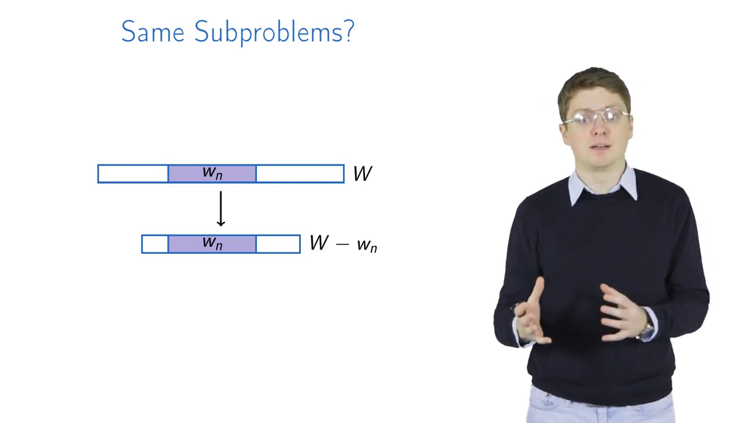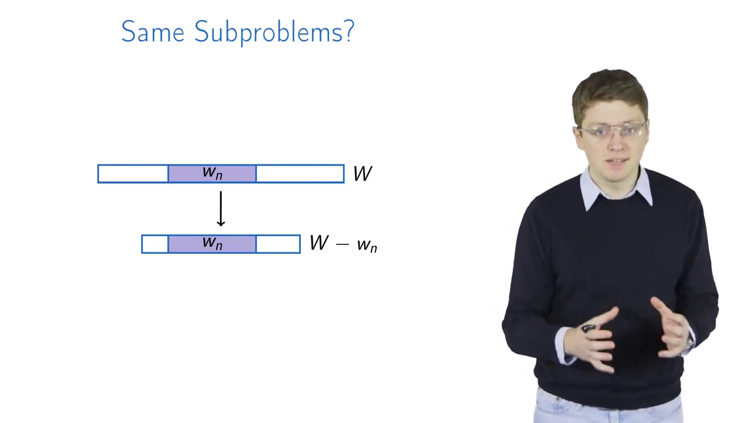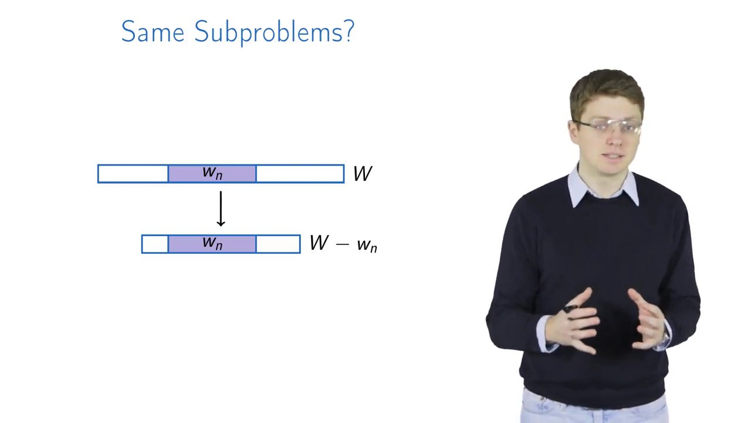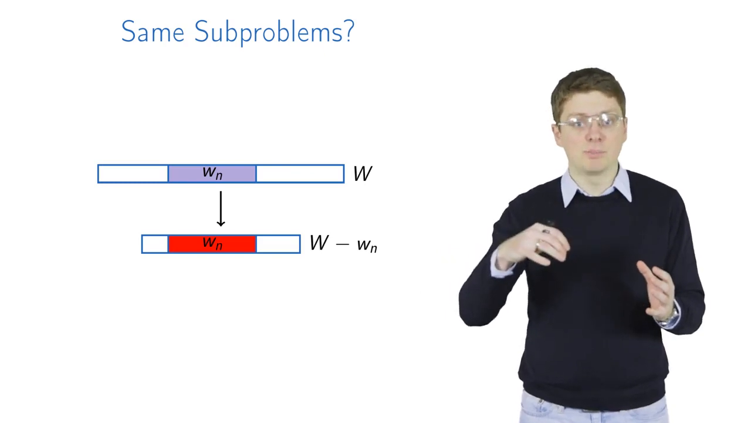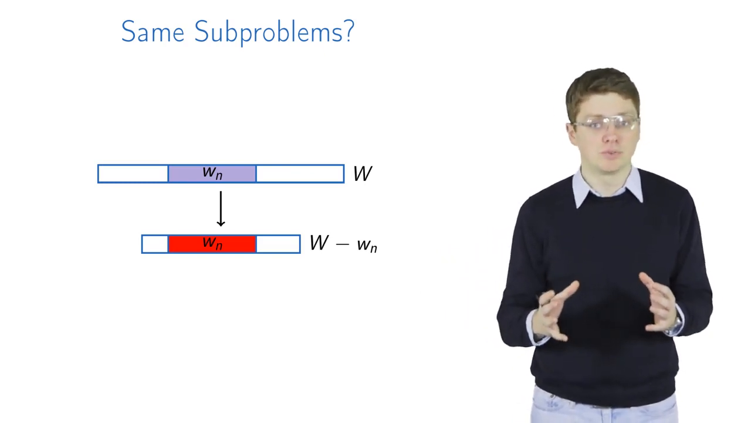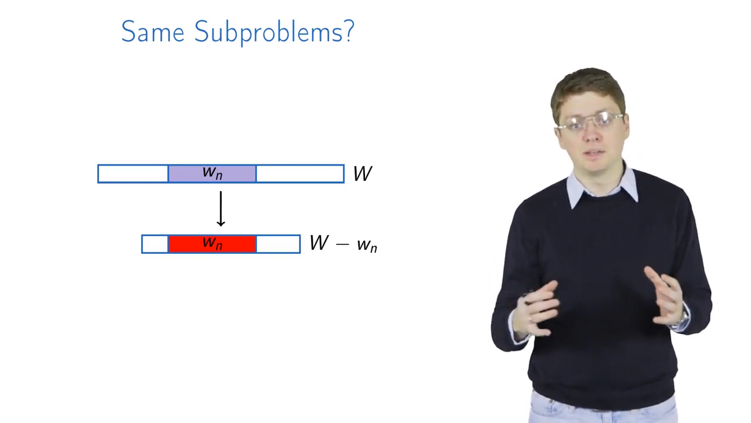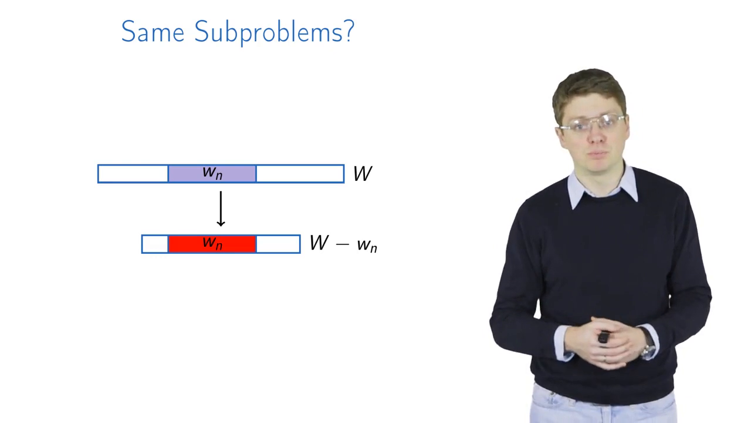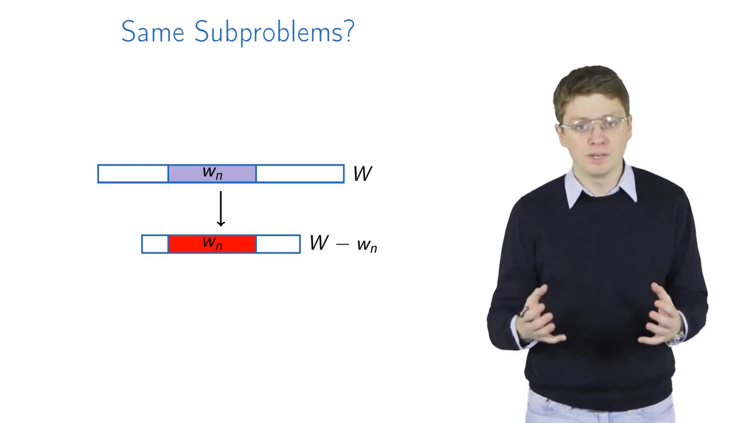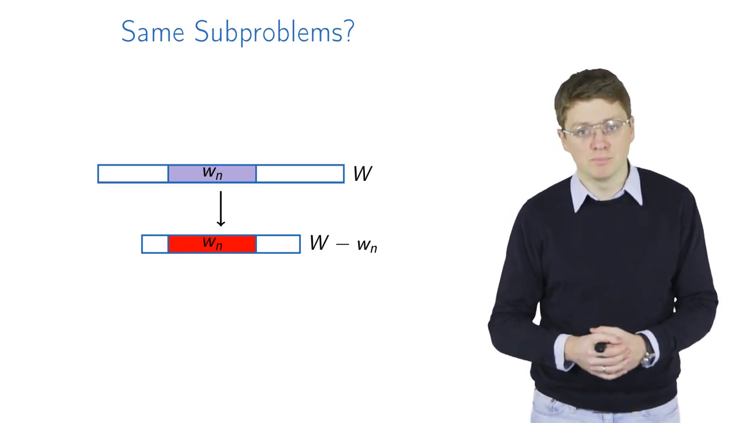Assume, however, that the optimal solution for the smaller knapsack already contains the nth item. This means that we cannot add another copy of the nth element to it, right? Because then the resulting solution will contain two copies of the nth element, which is now forbidden by the problem formulation. So this is why we need to come up with a different notion of a subproblem.